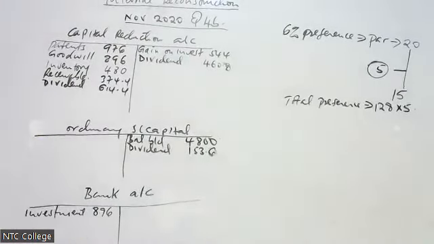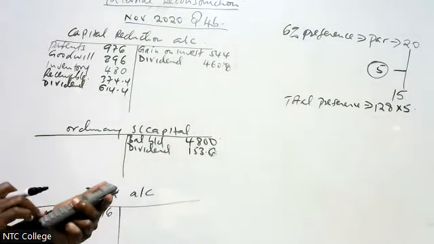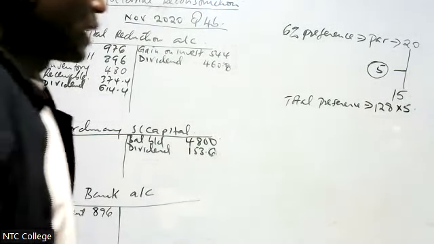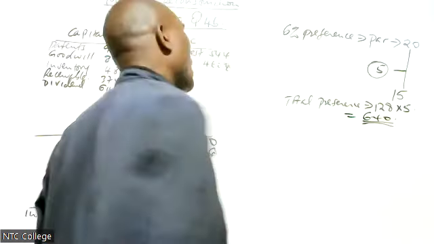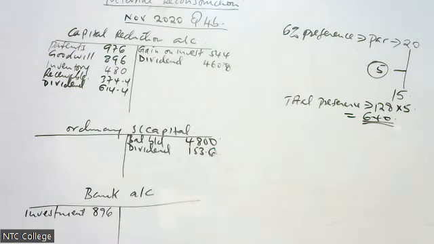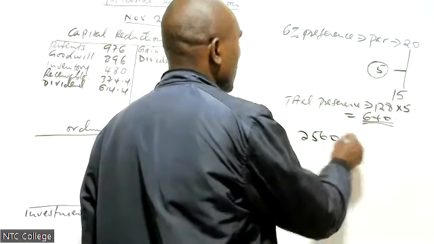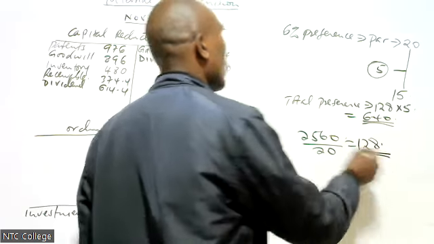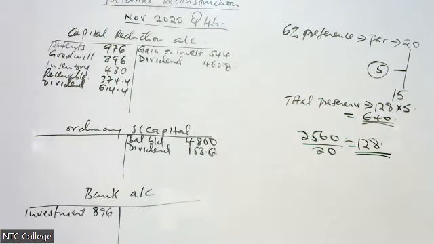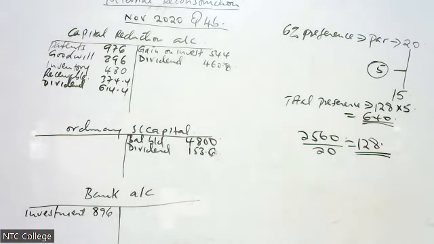Times 5, therefore it will be 128 times 5, which is 640. Therefore, that one is total loss that we are writing off. We are getting 128, remember, we have 2560 divided by the par value of 20, which is 128 shares. You take the number of shares and the loss per share, which is 640.